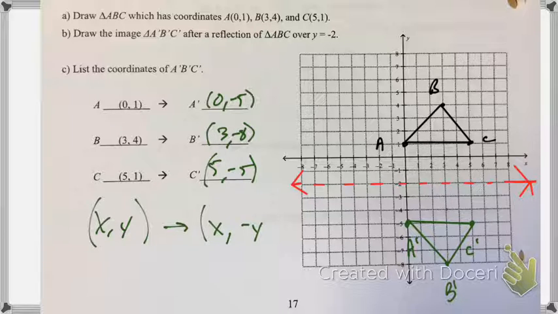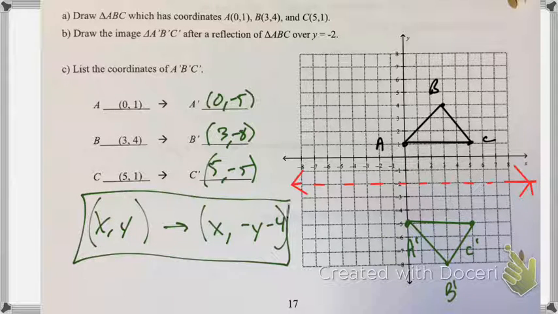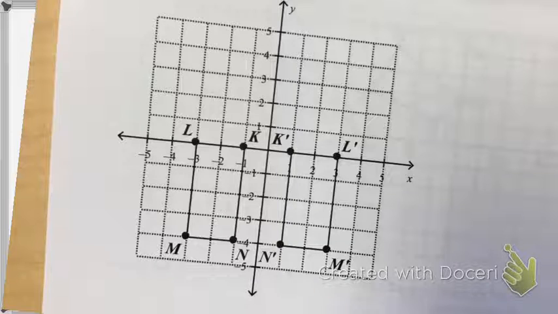-4, because it's 2 away, kind of like on the 2 sides here. If it's 2 away from the axis, you're starting 2 away from over here as well. So it doubles that distance from the axis. So we could use this rule to just get our new points instead of drawing and counting. That's an option.